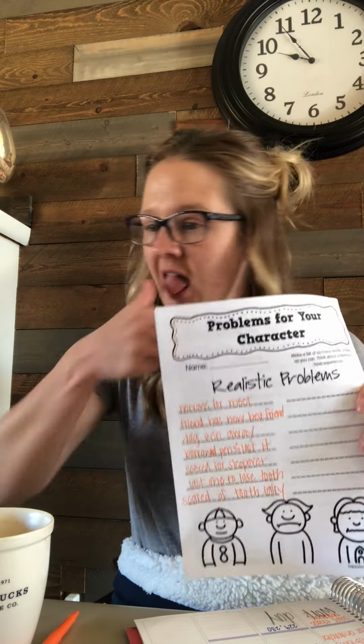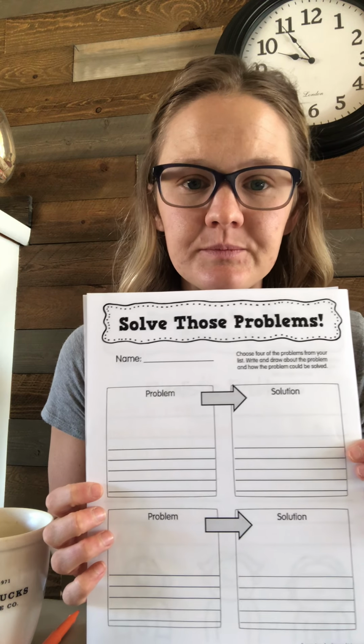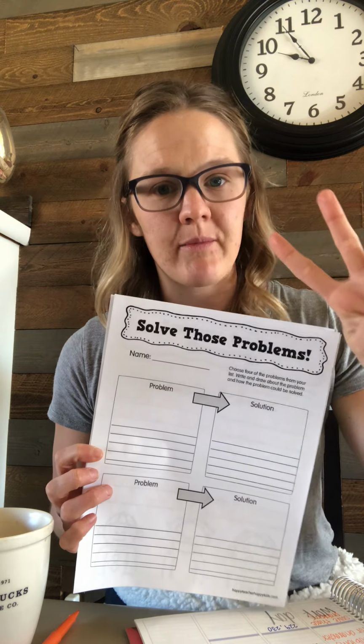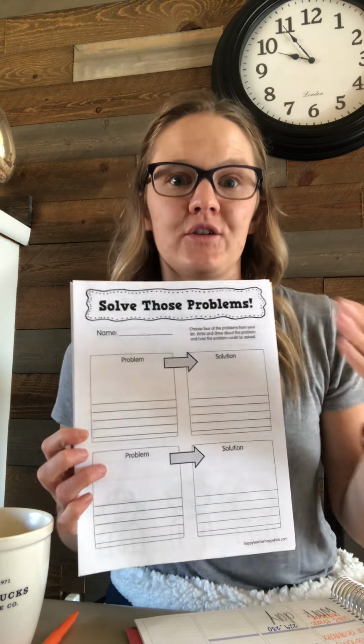Hopefully you have some problems for your character. If I just gave you maybe some better ideas that you might like to add to your list, you are welcome to do that, all right? Once you have done your problems for your character page, you are going to go to this page, solve those problems. So kind of like for writing last week, you are going to choose, just for right now, 2 problems that you like the most. 2 problems that you think you could write a really good story about.